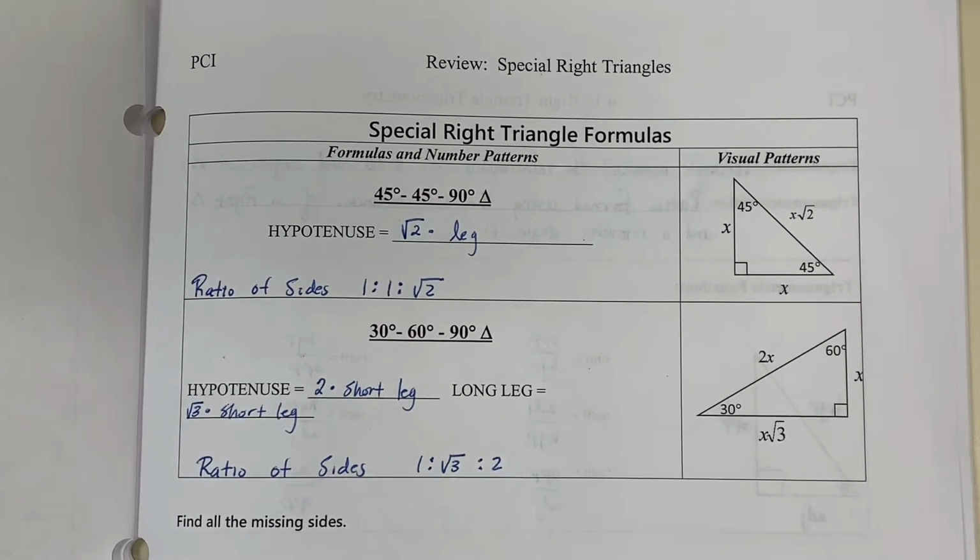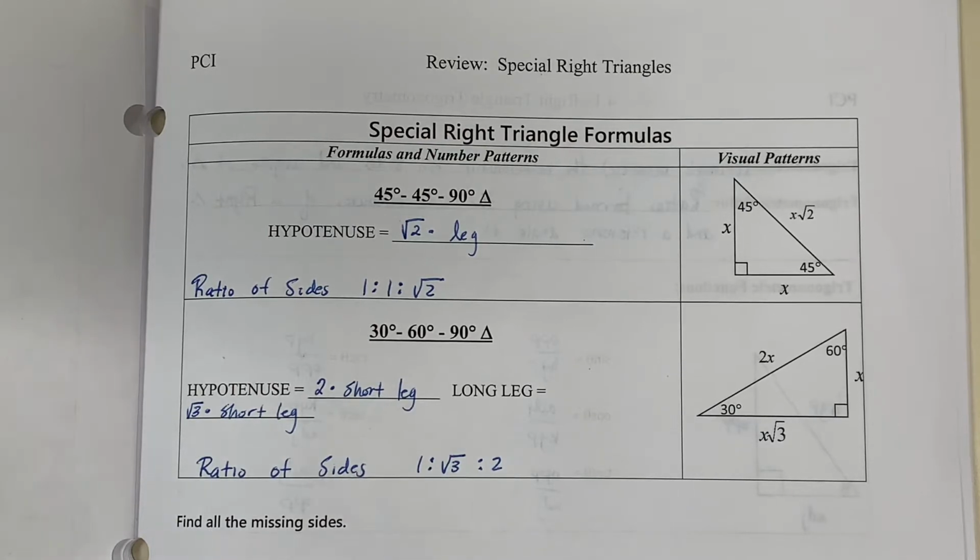Welcome back. Semester 2, we are going to talk primarily about trigonometry. And before we jump into trigonometry in chapter 4, we need to review special right triangles. There are two special types of special right triangles, our 45-45-90 degree triangle and the 30-60-90 degree triangle.